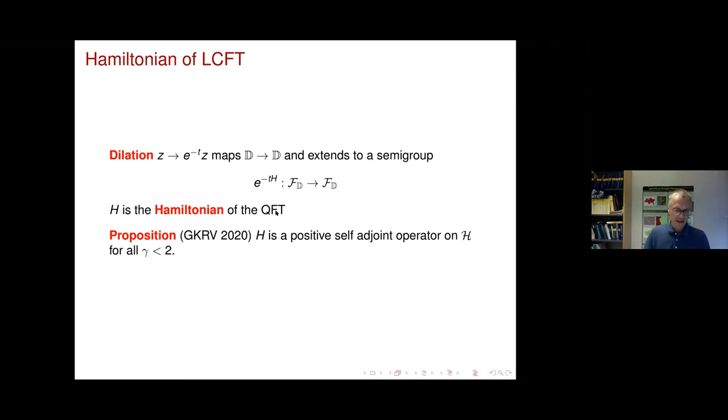This is the thing which in the usual formalism is when you are on the plane and you do translation in the time direction. Here it is the radial direction. Okay, so the generator, and indeed you can now in this framework this goes through and you get a positive self-adjoint operator in your Hilbert space for all gamma less than two. I told you that only for gamma less than two the theory was defined like it was defined.